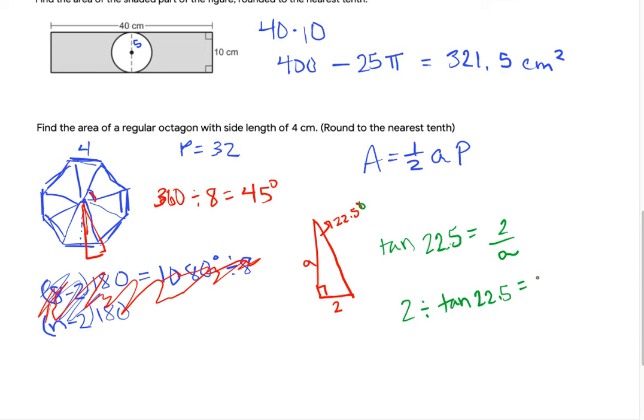So that is going to go right here for my A. So now I have my perimeter and my apothem, and I can go ahead and multiply. And I get 77.25, it says to round to the nearest tenth, so 77.3 centimeters squared.